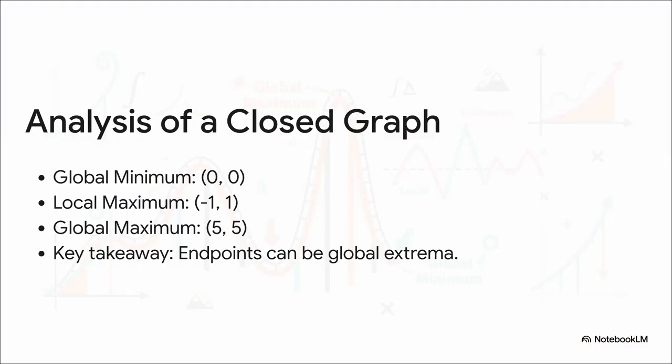Let's break it down. The ride kicks off at its lowest point. That's our global minimum right at the start. Then it goes up to a small peak, a little local maximum, but that's not the highest it gets. The true global maximum, the highest point of the whole ride, is actually at the very end. And this shows us a super important rule. You have to check the endpoints. They can absolutely be the highest or lowest points.